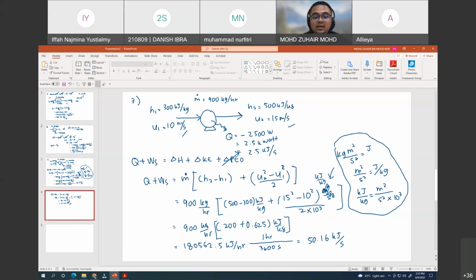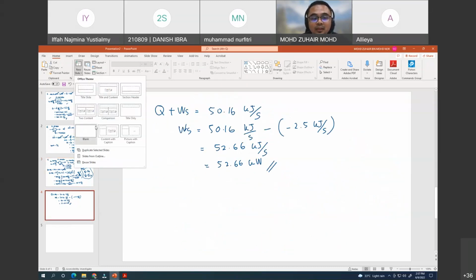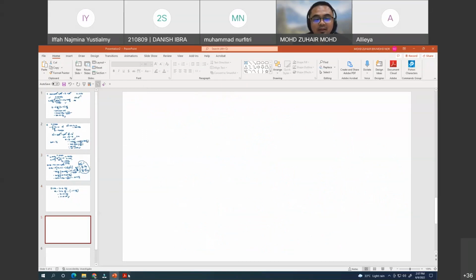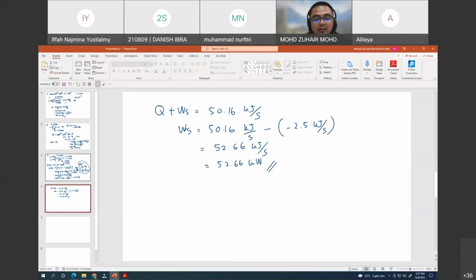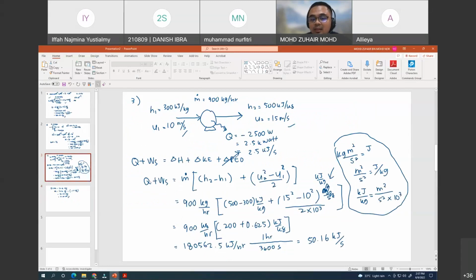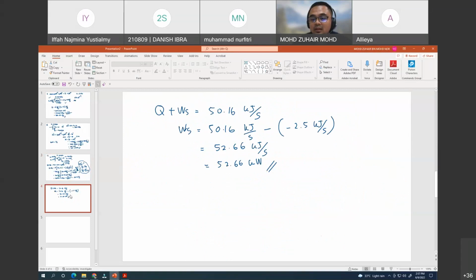Okay. So for example 3, okay, everyone? Can? Easy, right? Doctor, I want to ask, the Q is negative, right? 2.5. Yes, Q is negative. So when we move Q over to this side, it will be subtracted. We have to minus, and the value is already negative, so it becomes plus. So 50.16 plus 2.5, that's why the final answer will be 52.66. Very good, it's good for you to be alert with the signs, positive or negative.